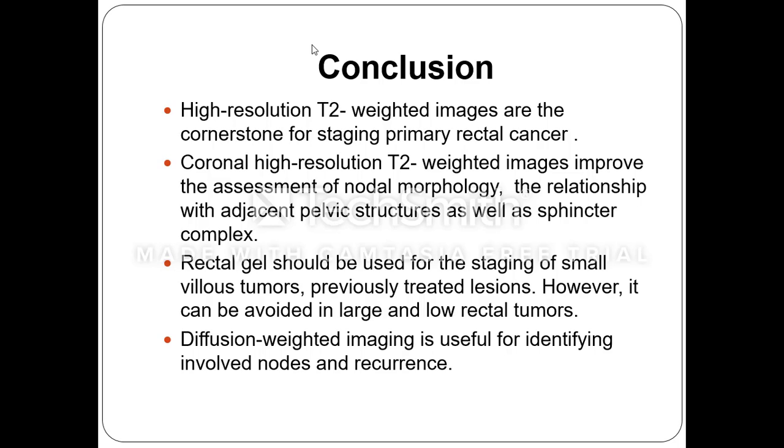High resolution T2 weighted images are clearly the cornerstone of imaging in primary rectal carcinomas. Coronal high resolution T2 weighted images improve the assessment of nodal morphology, relationship of adjacent pelvic structures, as well as the sphincter complex. Rectal gel may be used for staging small tumors or previously treated lesions. However, it can be avoided in case of large tumors or low rectal carcinomas. Diffusion weighted images are helpful in identifying the involved lymph nodes and to detect recurrence.